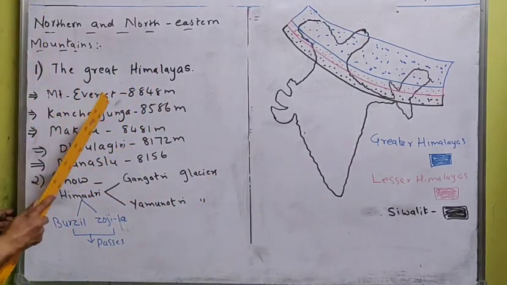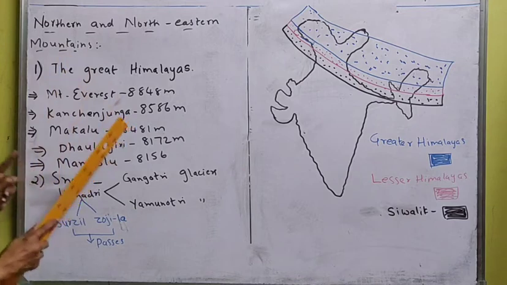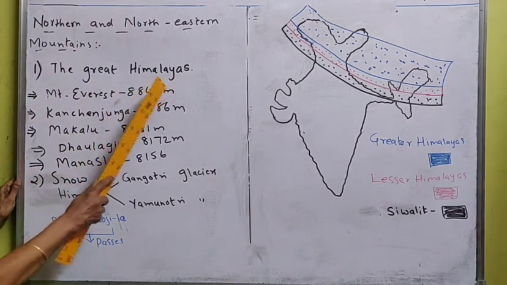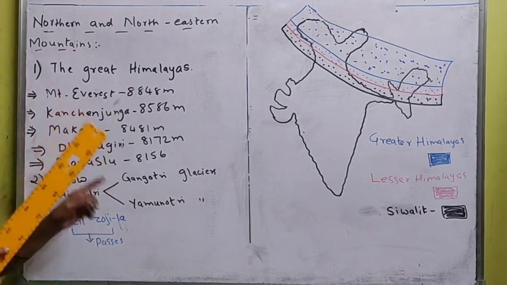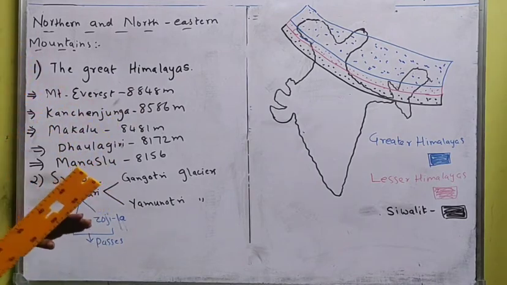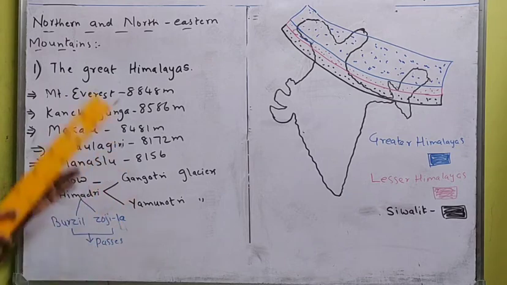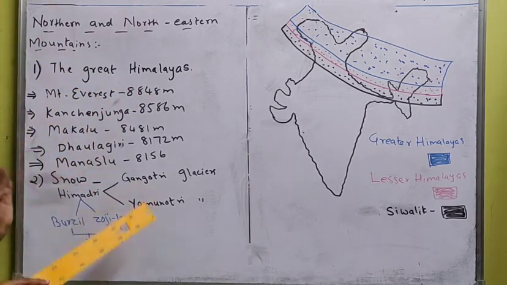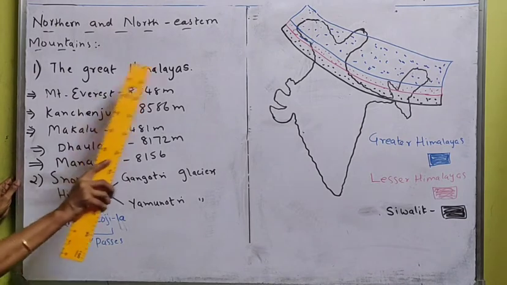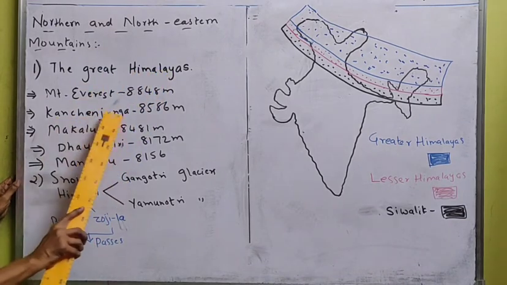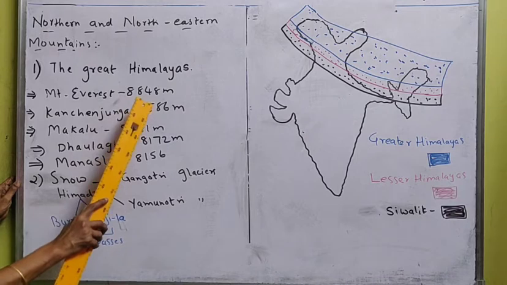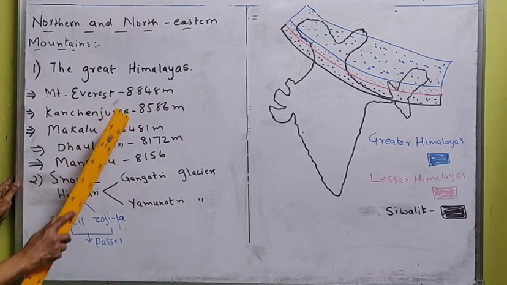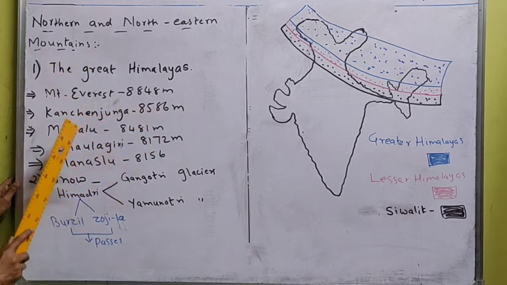In the Great Himalayas, the first highest peak is Mount Everest, which is 8,848 meters. The second highest peak is K2, that is Pakistan, Tibet and India. The third highest peak, again in the Great Himalayas, is Kanchenjunga, 8,586 meters. Then Makalu is also there, which is 8,481 meters.